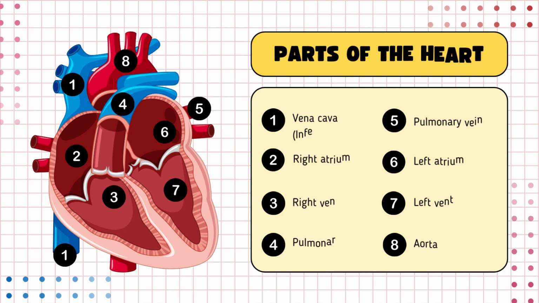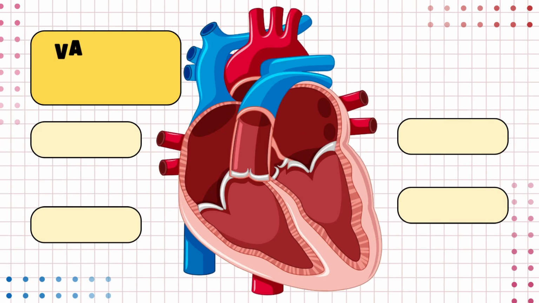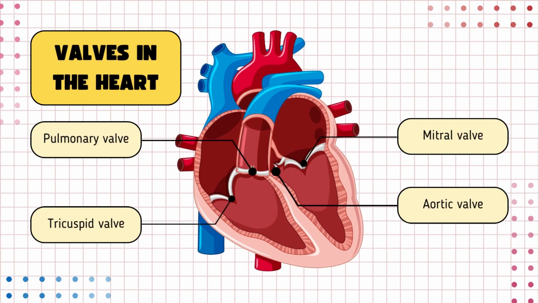The right atrium receives deoxygenated blood from the body through the superior and inferior vena cava. It then pumps this blood into the right ventricle, which sends it to the lungs via the pulmonary artery for oxygenation. The left atrium receives oxygenated blood from the lungs through the pulmonary veins. It then pumps this blood into the left ventricle, which sends it out to the rest of the body through the aorta.